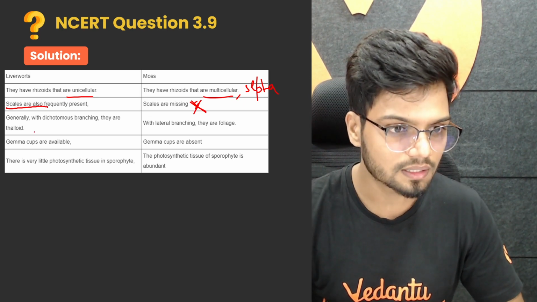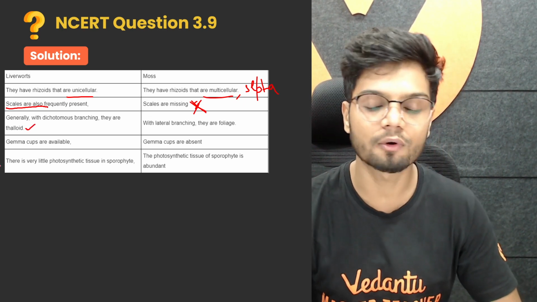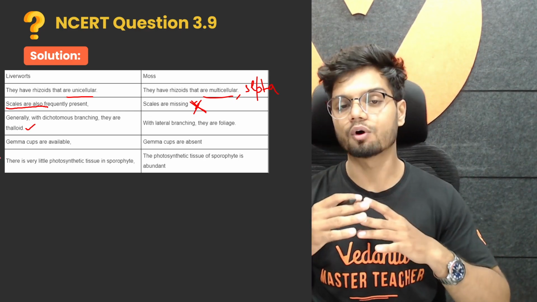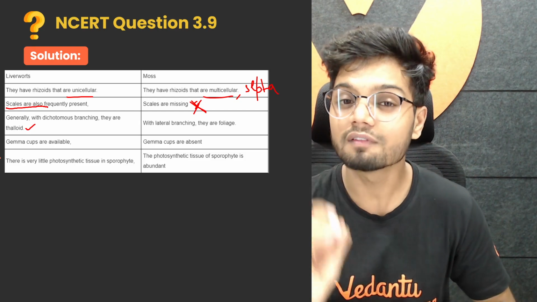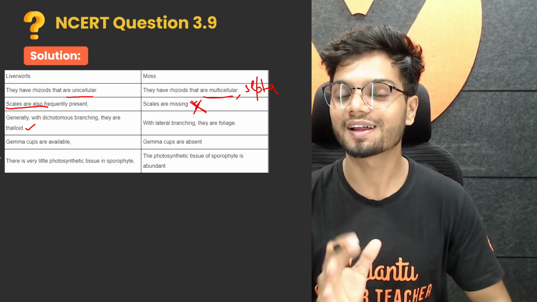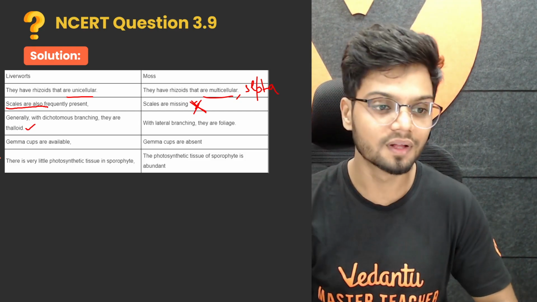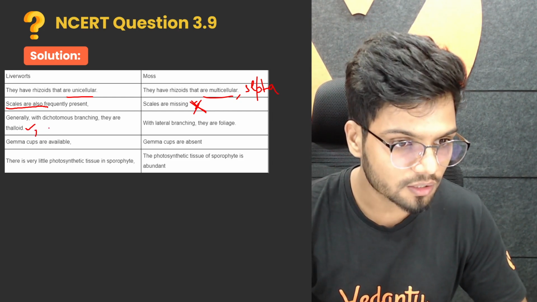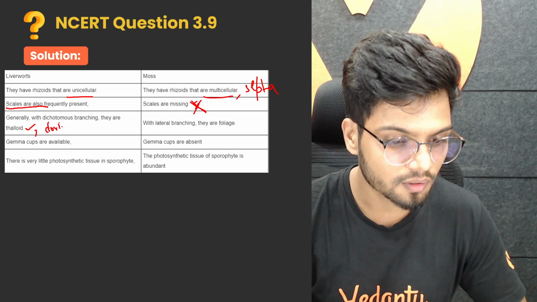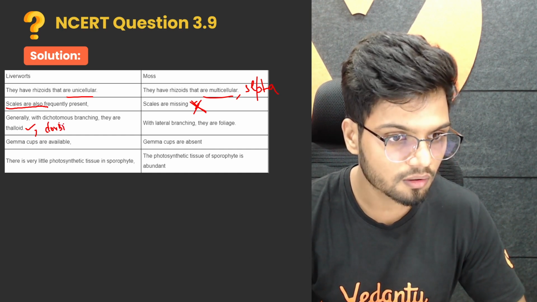In liverworts, they are a little bit of thalloid structure. Thalloid structure means what? It does not have true root, stem and leaf. That is, it is a thalloid structure and also it is dorsiventral.